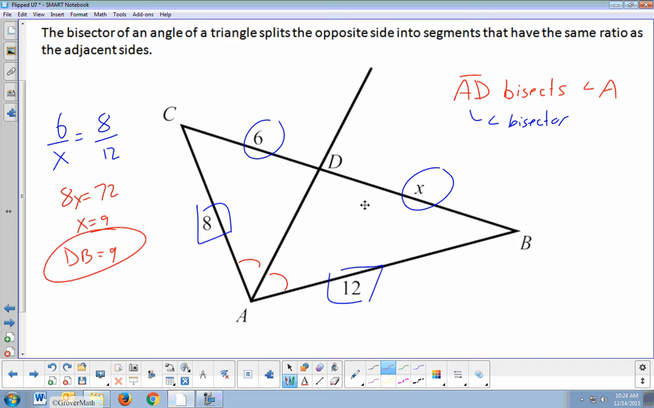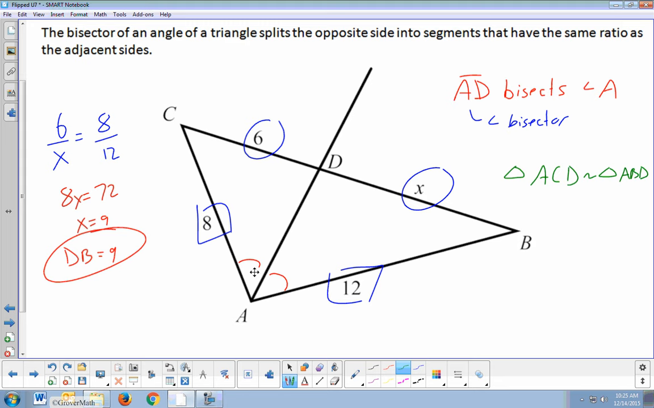Do you think these triangles are similar to each other? Is it true that triangle ACD is similar to triangle ABD? Are these similar triangles?